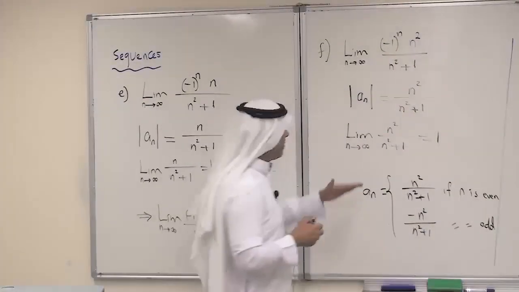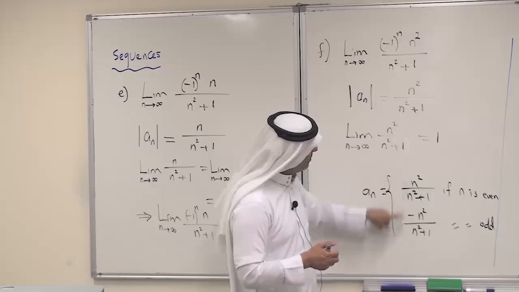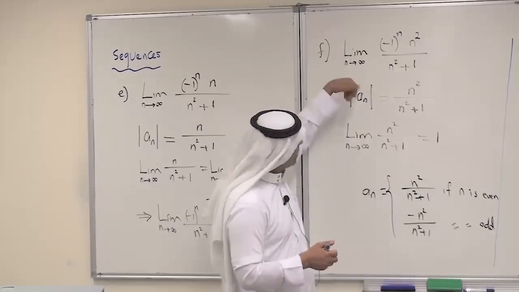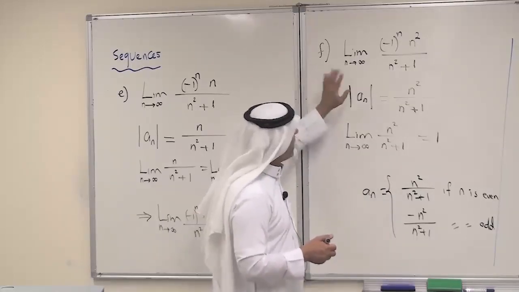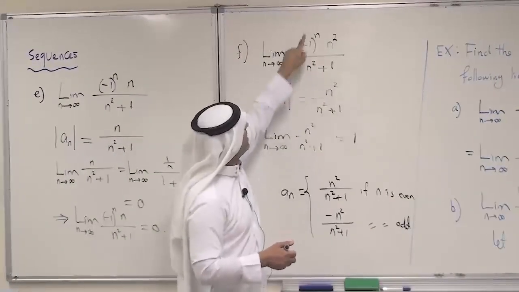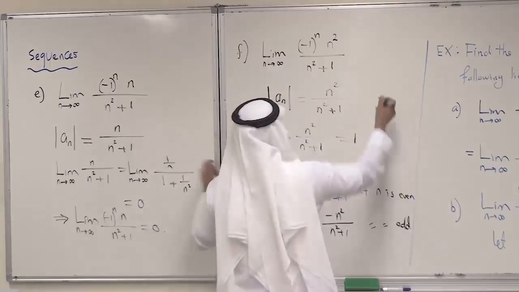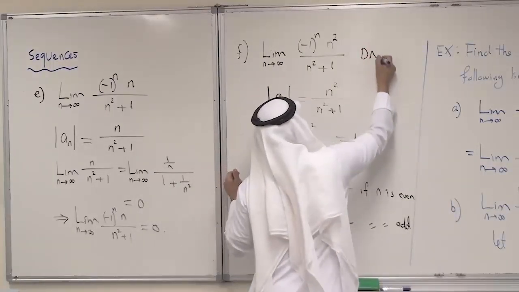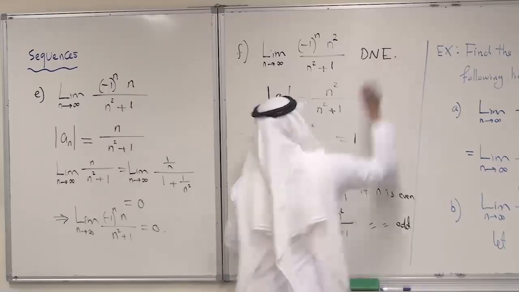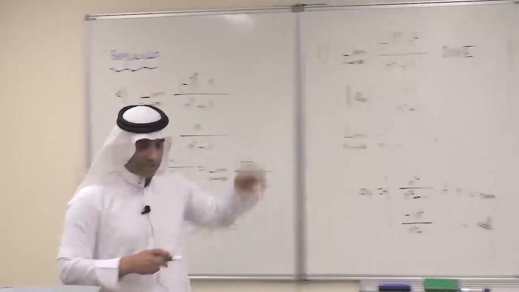We said either we construct two subsequences, and since these subsequences converge to different limits, this limit does not exist, or we say the limit of the absolute value is not equal to 0, together with minus 1 to the n, that makes an oscillating behavior. So the final answer is this limit does not exist. It is an oscillating sequence again, by the two discussions we made.